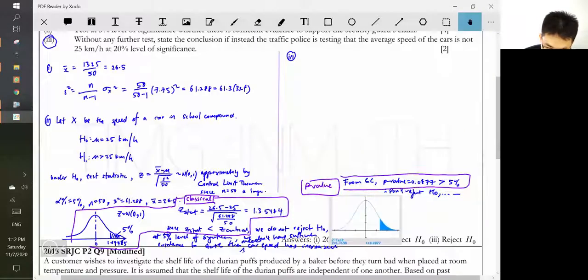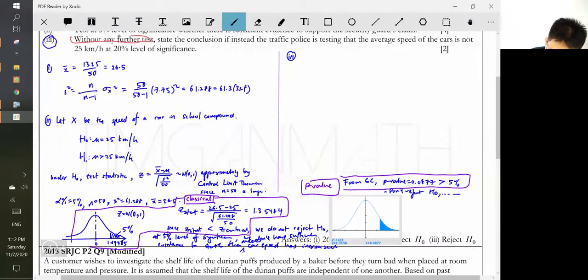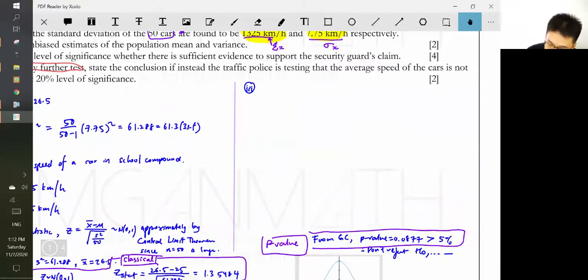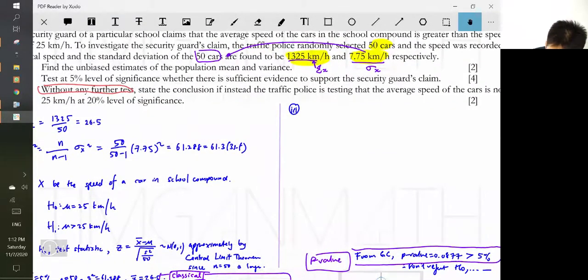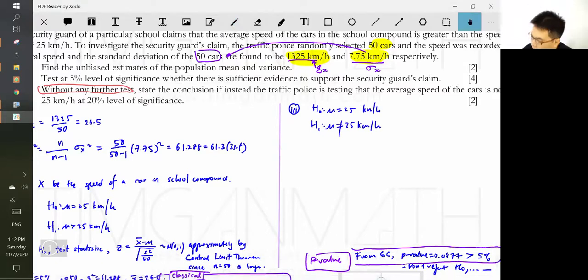So for part 3, without any further tests, the easiest way is to use the p-value method. If the police want to see that the average speed of the car is not 25 km/h, then H0: mu is 25, and the alternative will be mu not equal to 25. It means you can either be hogging the road or speeding. You can be slower, like driving a car at 5 km/h, or driving at 100 km/h, right? So it's two-tailed.